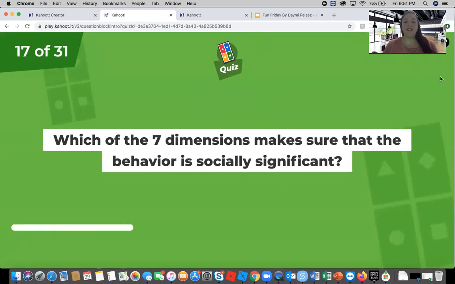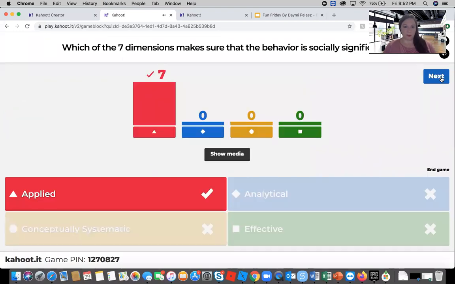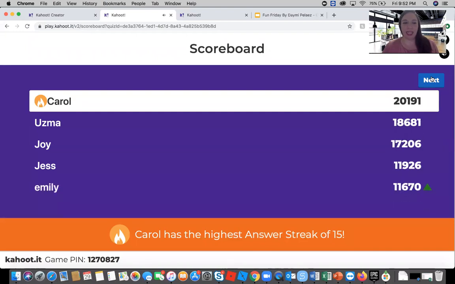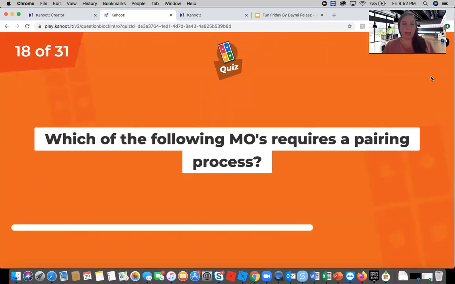All right, which of the seven dimensions makes sure that the behavior is socially significant? Which one? You guys are answering super fast. Take your time. Wow, you guys blew my mind. You guys know these dimensions. Nice. Carol, you're still in the lead. I want to hear you jumping. You're going to pass this.